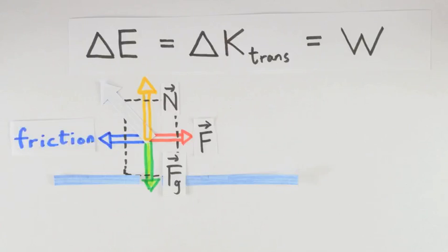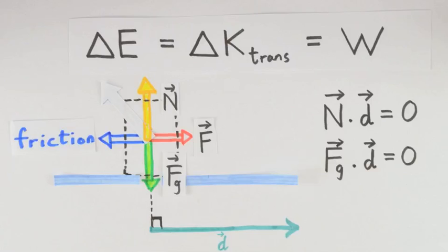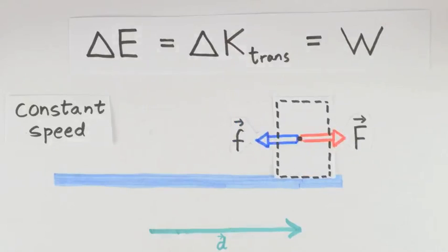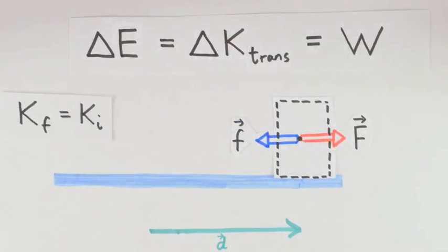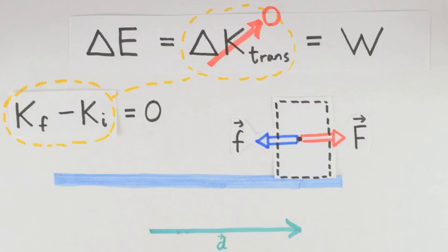Now, since both the weight and the normal force are perpendicular to the displacement, these forces do no work. So we focus on the work done by the pulling force, big F, and the friction, little f. We know that the block is moving at constant speed, so the change in translational kinetic energy, K trans final minus K trans initial, is 0. This means the total work in the point-particle model must also be 0.